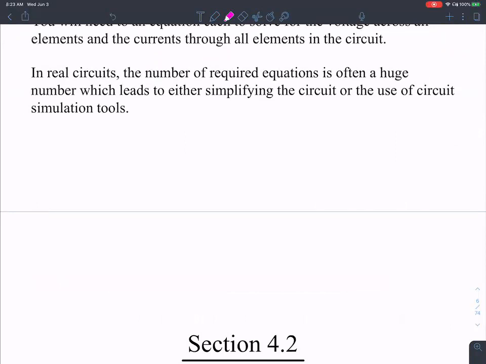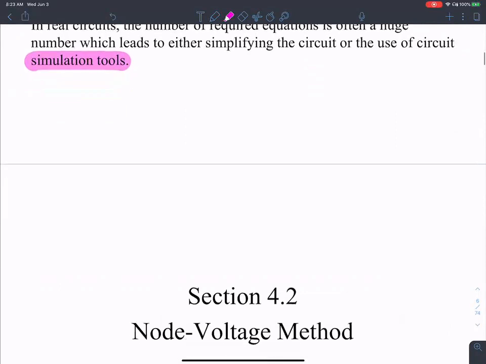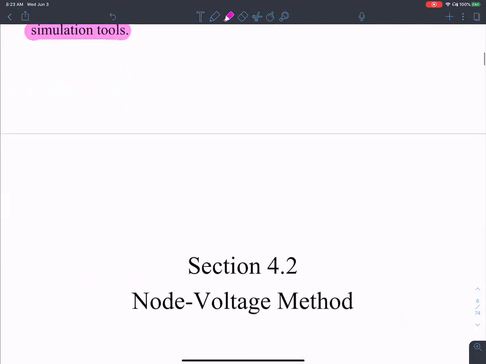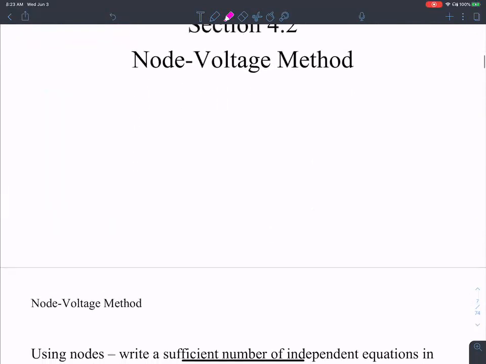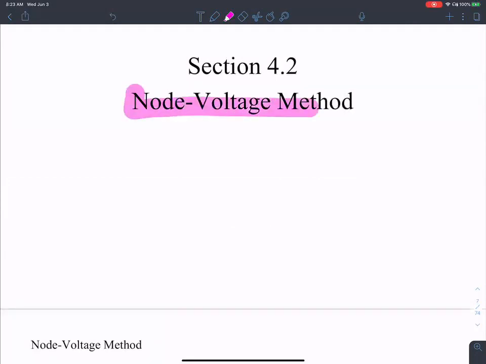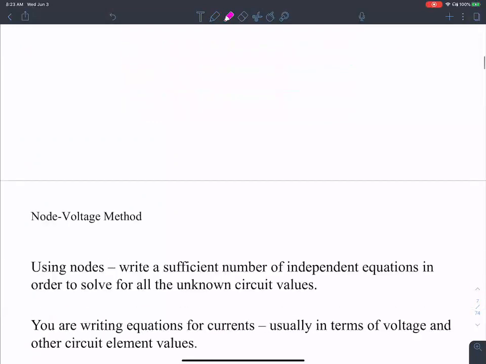And then of course, we use simulation tools a lot of times. When we want to do our hand calculations, we use MATLAB. So let's have at it. Let's start with the node voltage method of solving for different unknowns in a given circuit.